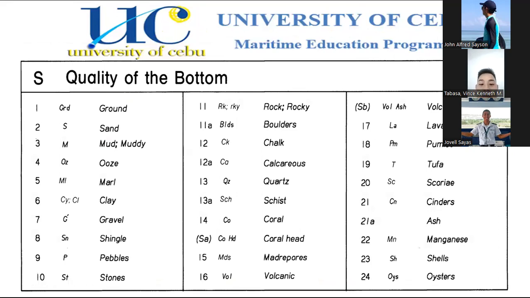S, quality of the bottom. One, ground. Two, sand. Three, mud or muddy. Four, ooze. Five, marl. Six is clay. Seven, gravel. Eight, shingle. Nine, pebbles. 10 is stones. 11, rock or rocky. 11A is boulders.